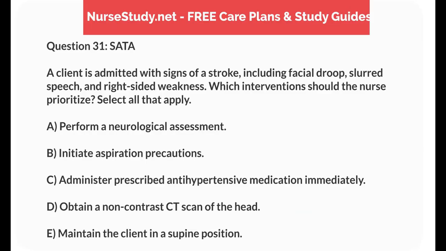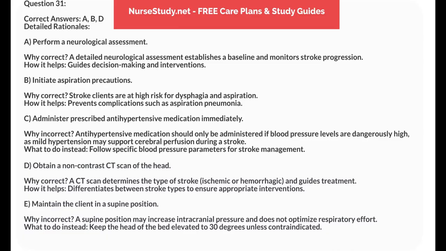Question 31, SATA. A client is admitted with signs of a stroke, including facial droop, slurred speech, and right-sided weakness. Which interventions should the nurse prioritize? Select all that apply. A. Perform a neurological assessment. B. Initiate aspiration precautions. C. Administer prescribed antihypertensive medication immediately. D. Obtain a non-contrast CT scan of the head. E. Maintain the client in a supine position. Correct answers: A, B, D.